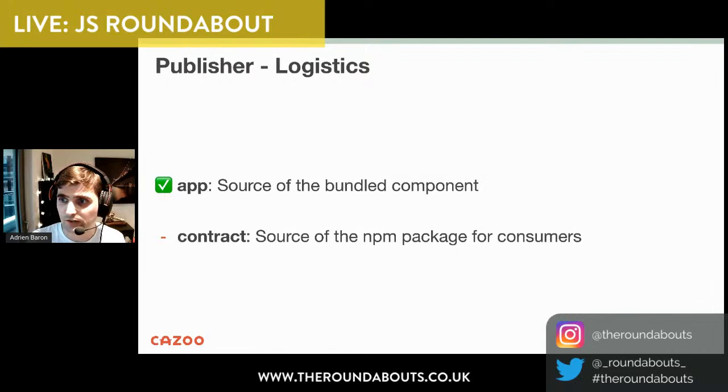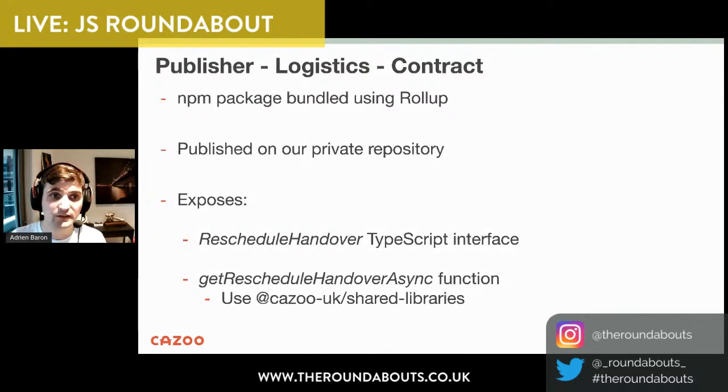Cool, let's look at the contract. It's just an npm package bundled with Rollup. There's no magic happening here. It's published on our private npm repository. And it exposes, as we said earlier, the TypeScript type for the component and the function that lets you get it at runtime. That function also uses the shared libraries to handle all the logic about how to fetch a remote bundle at runtime.